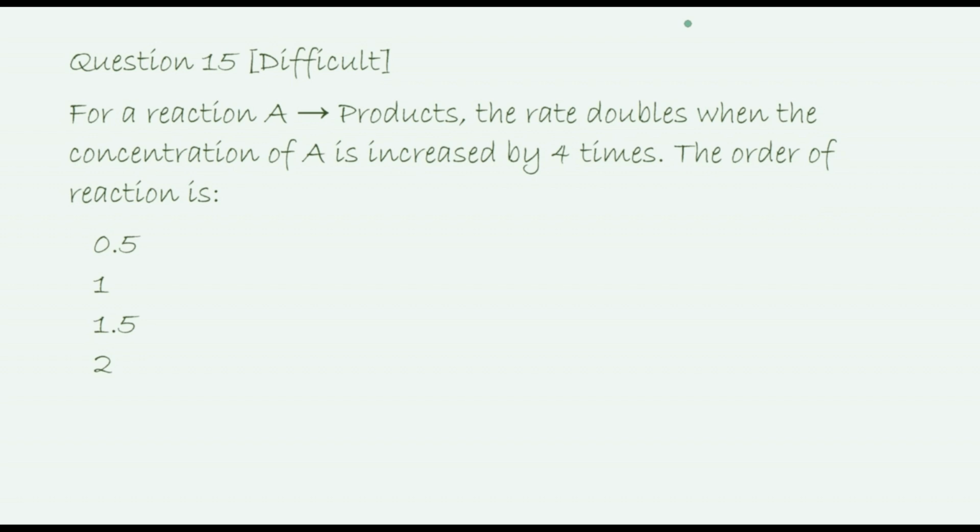Then for a reaction A gives products, the rate doubles when the concentration of A increases by 4 times. So the order of the reaction is? In reaction kinetics, we have seen this type of trick, like how we can calculate it. So which is a simple one. If the concentration of A increases by 4 times, then the rate increases by 2 times, right? So rate is proportional to the concentration of A to the power n, isn't it?